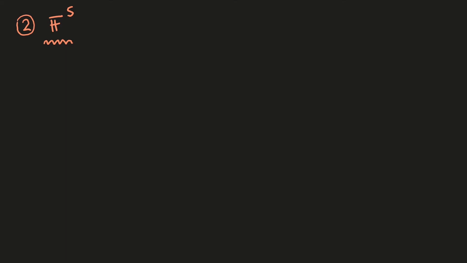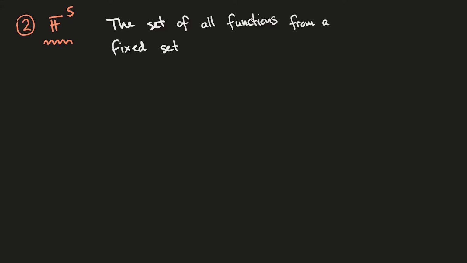The second example we'll look at, F^S, generalizes both F^n and F infinity. We want the underlying set of the space to be the set of all functions from a fixed set S to our field F. We can write this compactly as follows. F^S is the set of all functions f from S to F.